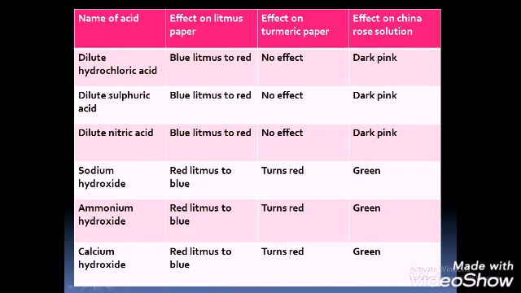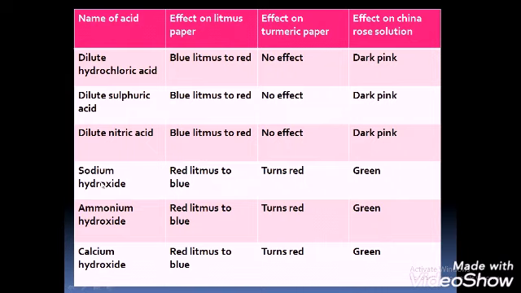Second one, dilute sulfuric acid. Sulfuric acid is also acidic, so it turns blue litmus paper into red color, and there is no effect on turmeric paper. China rose solution turns dark pink. Third one, dilute nitric acid. It is also acidic, so it turns blue litmus paper into red litmus paper. There is no effect on turmeric paper and a dark pink color on the China rose solution.